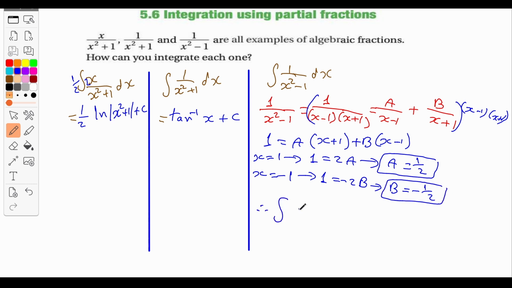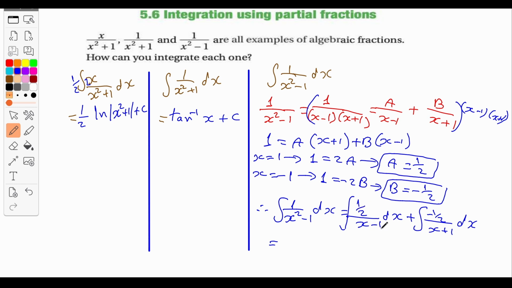Therefore, the integral of 1 over x squared minus 1 dx. Now, this algebraic fraction is split into the sum of these two algebraic fractions. The value of a is half, so it could be written as half over x minus 1. We need to find the integral of half over x minus 1 dx, plus the integral of b, where the value of b is negative half, over x plus 1 dx. Okay, now what's the integral of this?